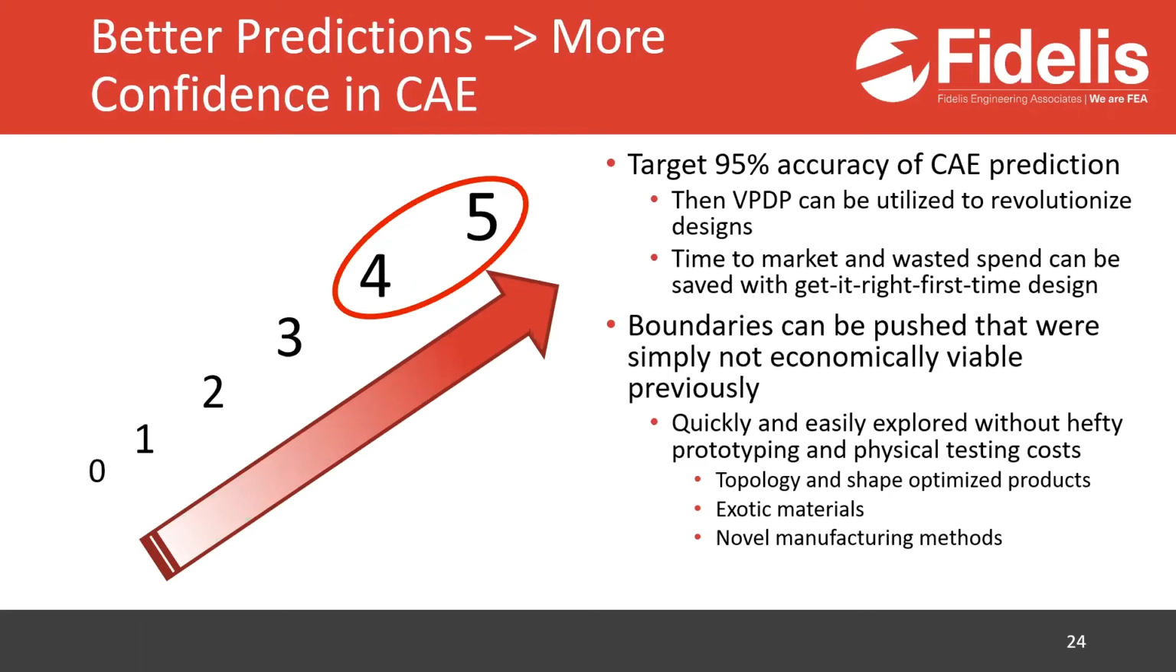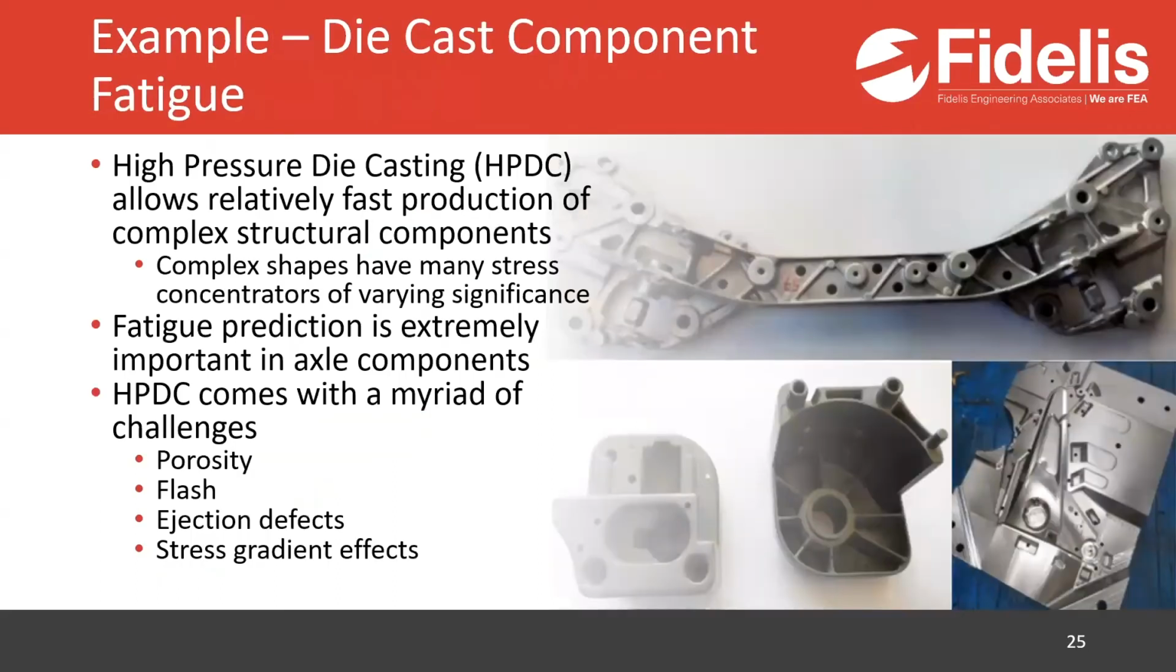Something else to note is we can also push boundaries that simply wouldn't have been economical previously. So things like using topology and shape optimized products rather than more traditional methods. We can look at using exotic materials and novel manufacturing methods, maybe like additive, more easily explored without the hefty prototyping and physical testing costs that we would have traditionally incurred.